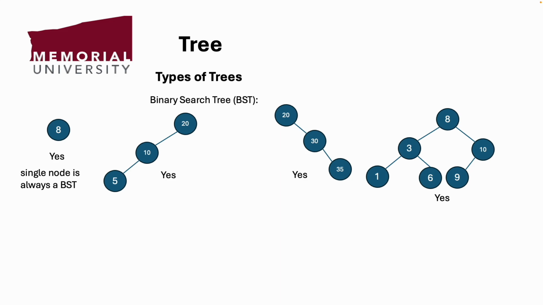We also call this kind of tree a balanced binary tree. So it's a balanced binary search tree.